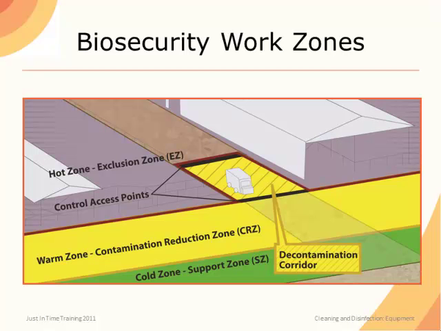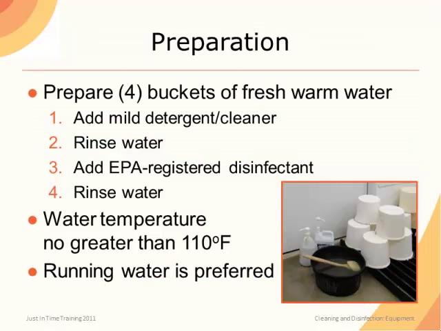A decontamination corridor runs between the hot zone and the warm zone. Decontamination of items occurs along this corridor with the goal of decreasing the level of contamination as items move toward the cold zone. Begin equipment C&D preparation by filling 4 2-gallon buckets of fresh warm water. Water temperatures for all buckets should not exceed a temperature greater than 110 degrees Fahrenheit. When possible, the use of running water is preferred.